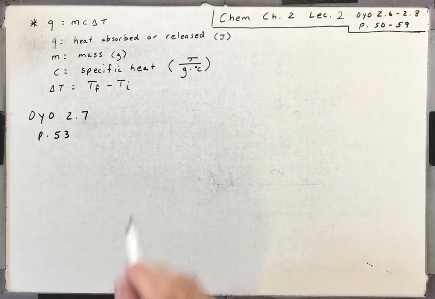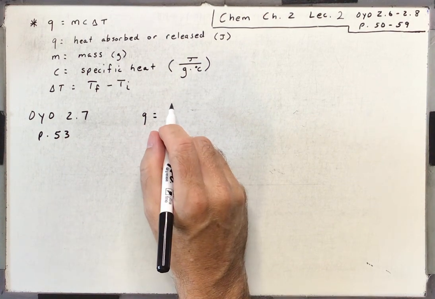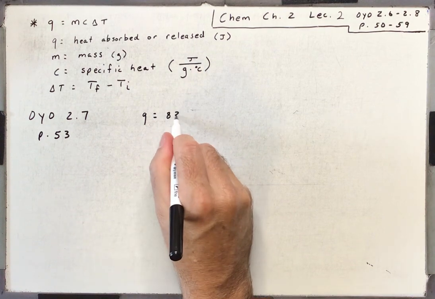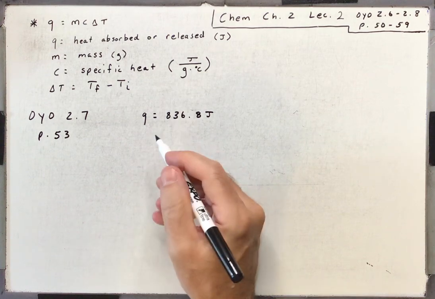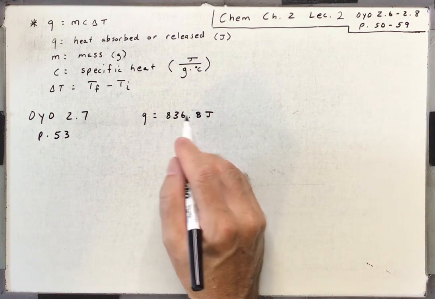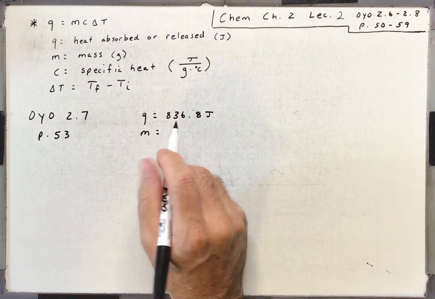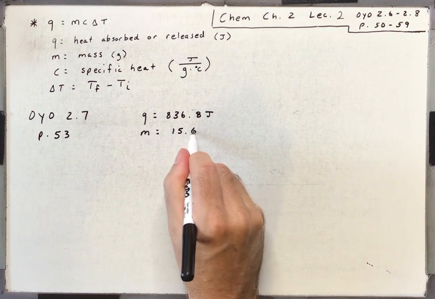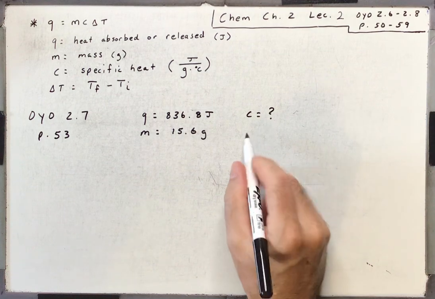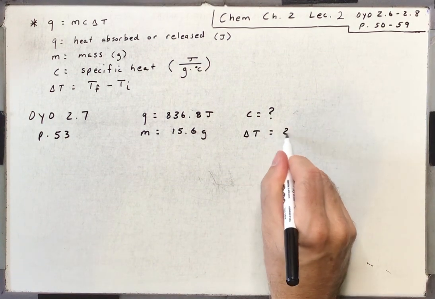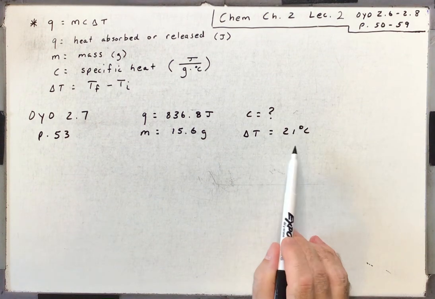All right, so what do we know? We know that the Q, that heat, is 836.8 joules. We know it's positive because the temperature is getting bigger, so it's absorbing the heat. Our mass is 15.6 grams, right from the problem. Specific heat, we don't know. We want to know that. And delta T is 21 degrees C. So we don't have to figure out the initial and the final and all that. They gave us what delta T is.